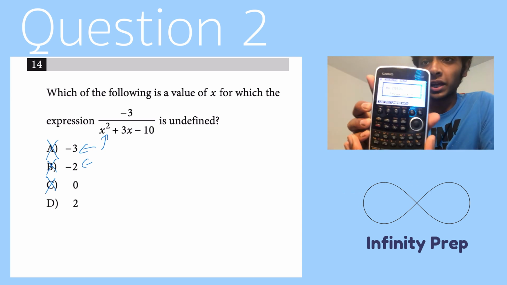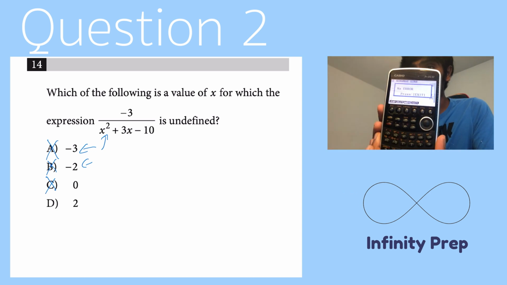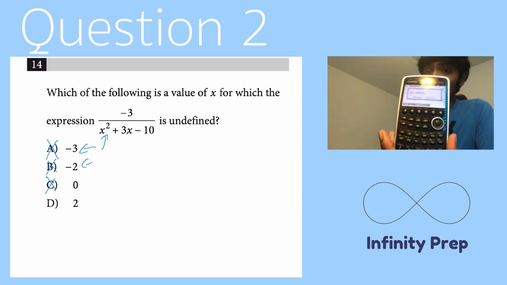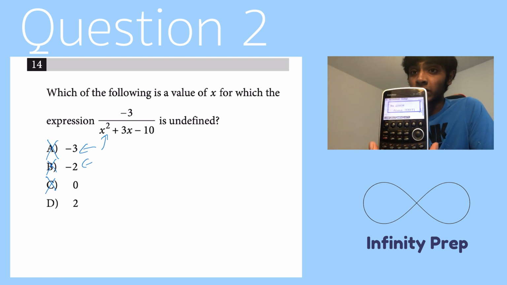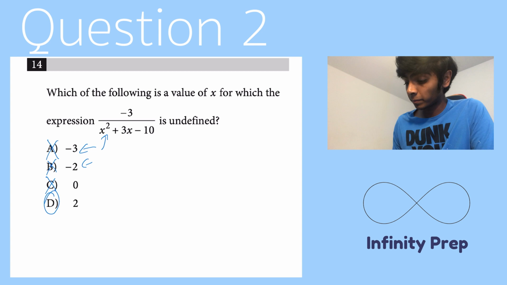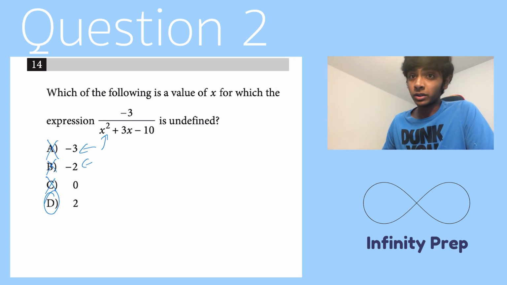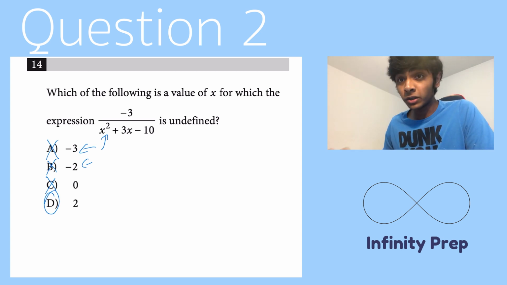And see, it says error, so this is how you know you got the right answer. Whenever 2 is plugged in for x, it spits out an error, meaning it's undefined. So our answer to 14 is D. But there is another way to solve this, and I'll show you that too.